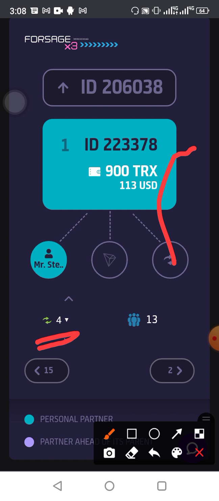So this is what we mean by cycling out and renewal, and this is how the Forsage X3 program is designed to pay members, to distribute the Trons to members according to the rules that guys set. So we have seen the structure of Forsage X3. We have seen how the Forsage X3 program is designed to distribute the trons as they come in, or to pay members.